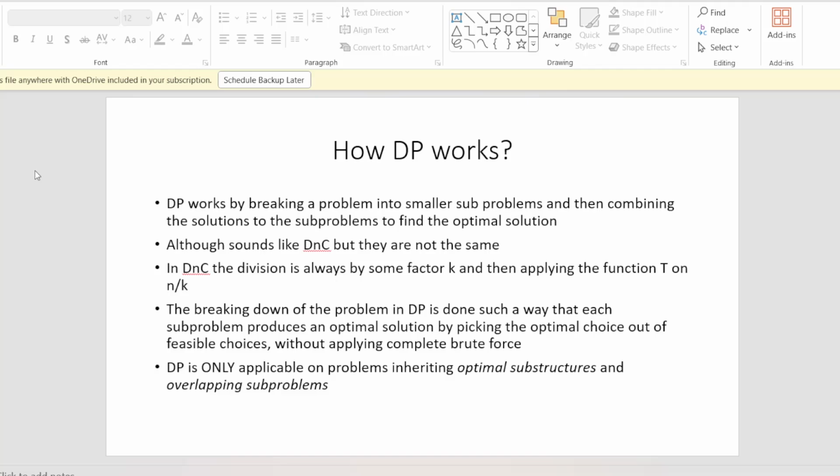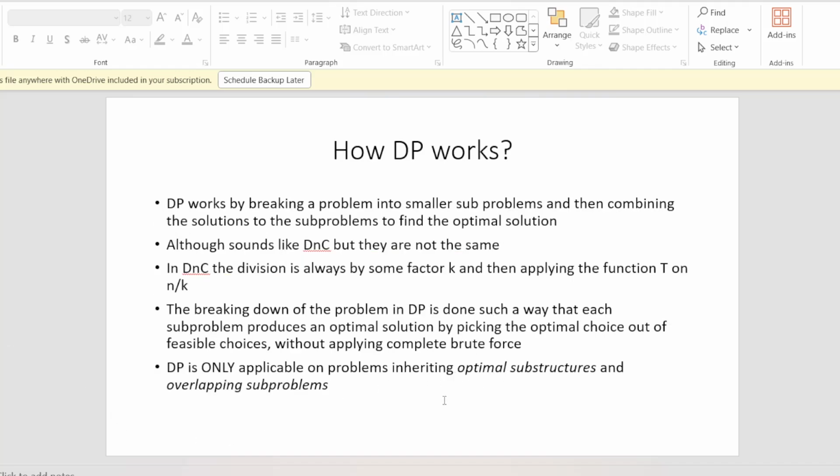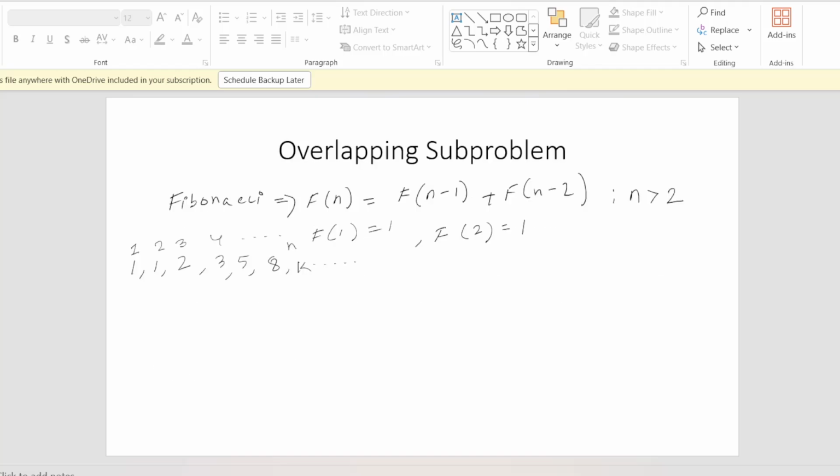Now, DP is only applicable on problems inheriting optimal substructures and overlapping subproblems. So this is the answer to the question, why not all optimization problems can be solved using DP, because not all optimization problems have these two properties, optimal substructures and overlapping subproblems. Now, what are these? Let's find out. So let's see what an overlapping subproblem is. And let me explain this using the classic example of Fibonacci.